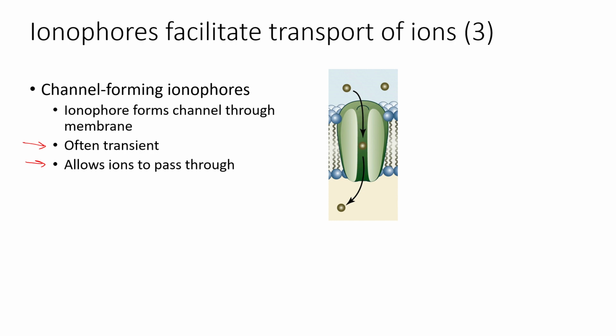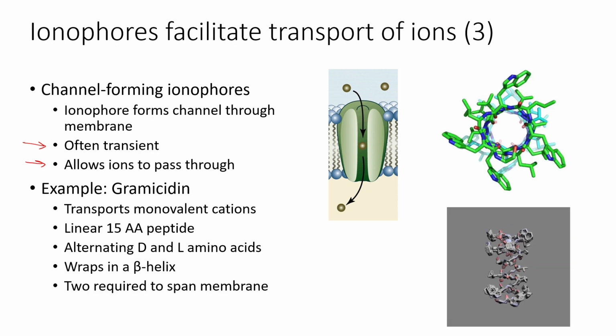And again, we're talking about passive-mediated transport, so these ions are going to be going down that electrochemical gradient. An example that we can think about here for our channel-forming ionophore is gramicidin. Gramicidin is a channel-forming ionophore that helps to transport monovalent cations. Gramicidin itself is a peptide. It's a real protein. It's linear, and it's made of 15 amino acids. And these are in alternating D and L amino acids, so they're not the sort of standard amino acids we might think of in our own bodies. But that's what gramicidin is made of.